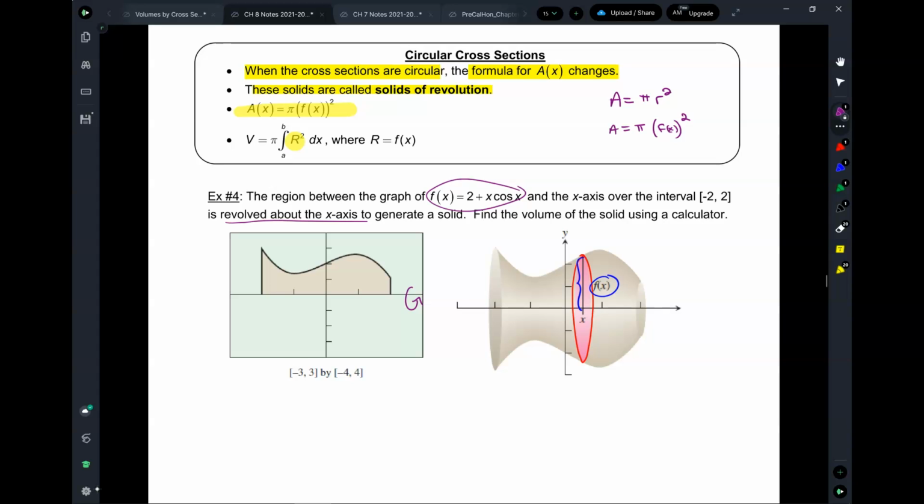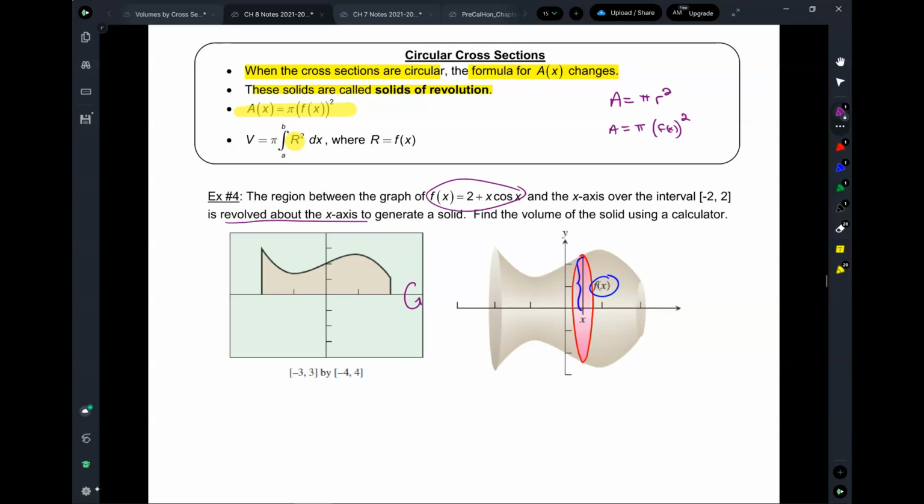It's like a circular arrow, okay? So here, revolved around. Find the volume of the solid using a calculator. So when you do revolve it around, you get the shape to the right, that three-dimensional shape to the right.